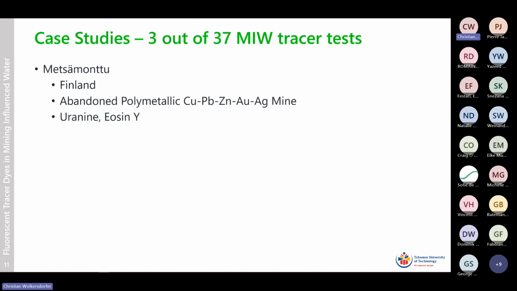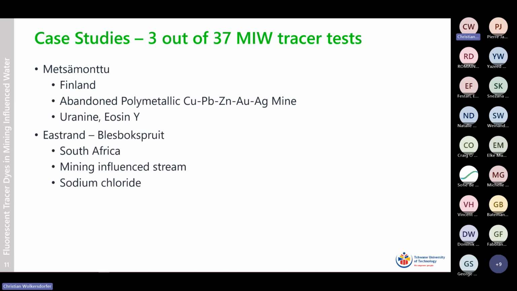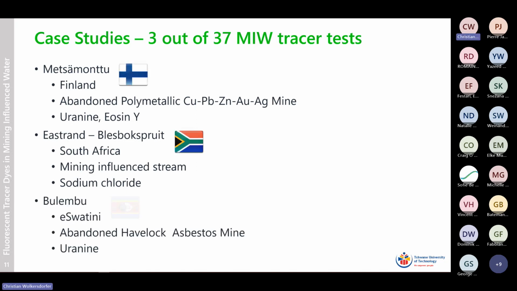So the first one I'm going to talk about is Metsämontu in Finland, which is an abandoned polymetallic mine, and we use uranine and Eosine Y. The next one is the tracer test that Elke already spoke about in the East Rand here in South Africa along the Lesbos-Route. And we wanted to find out something about a mining influenced stream. And then finally, a tracer test that we conducted only a couple of months ago, 2 months ago in Bulembo. That's in Eswatini. You still might know it as Swaziland. And that's at the abandoned Havelock asbestos mine where we used sodium fluorescein.